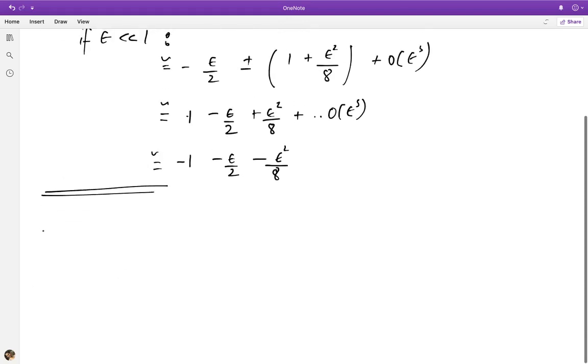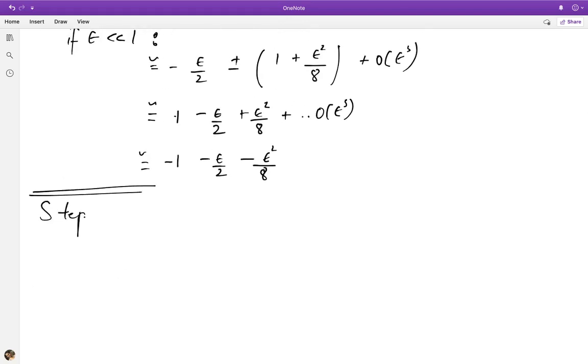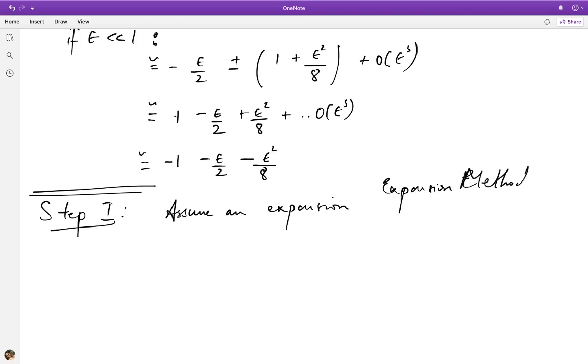So step 1 in any perturbation process is to assume an expansion. So this is step 1, I should mention, of the expansion method. There's another method that you can use, and that is in fact more often used today with the help of computers, that I will come to next. But right now let's consider the expansion method. So named because its first step is to assume a form for an expansion. Assume an expansion as an approximate solution.